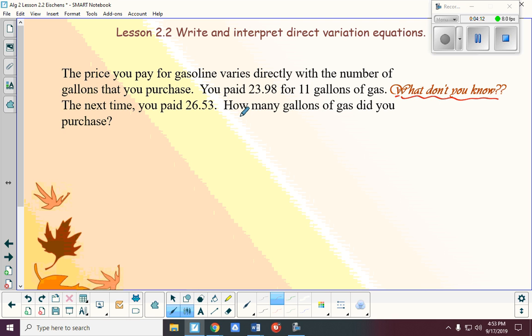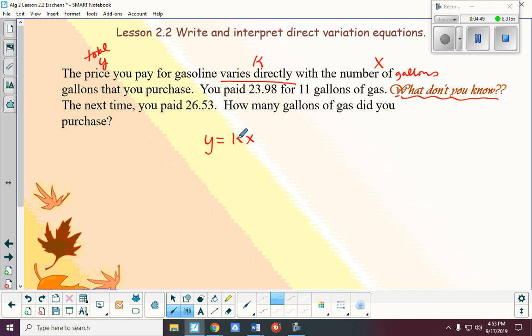Well, what we first want to do is figure out what that unit rate is. So when you work with a direct variation equation, what I like to do is when I see the words varies directly, I put a k above it. And whatever's on the left here, so the price, we're going to call that y, which is our total. So the total cost is y, and the number of gallons will be x. So the k varies directly. Whatever you have on the left will be your y, and whatever you have on the right will be your x. So we write y equals kx.